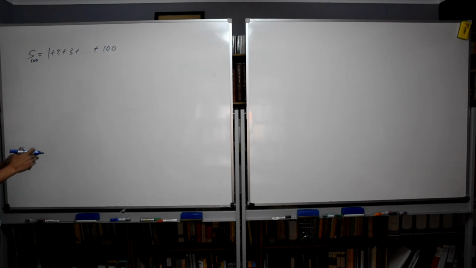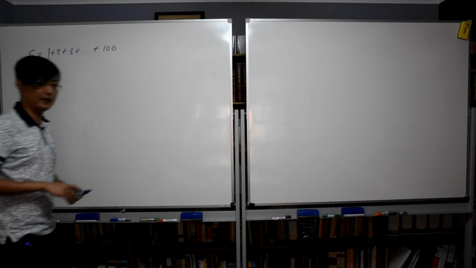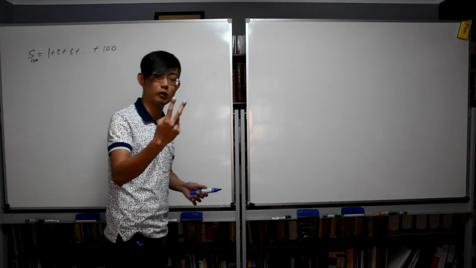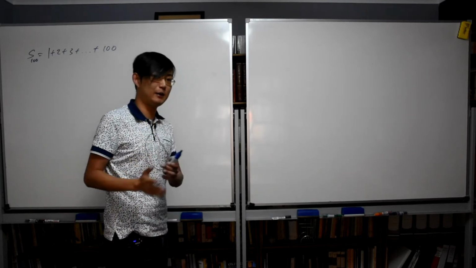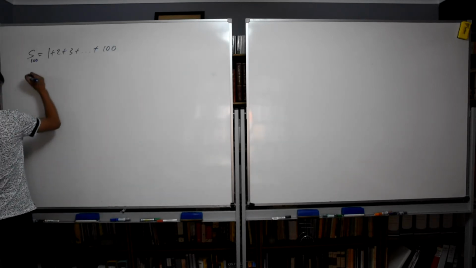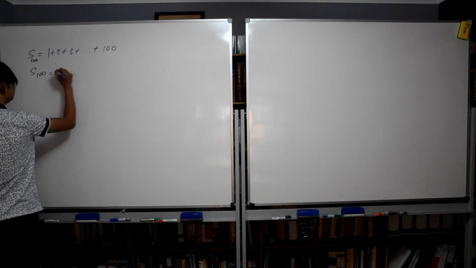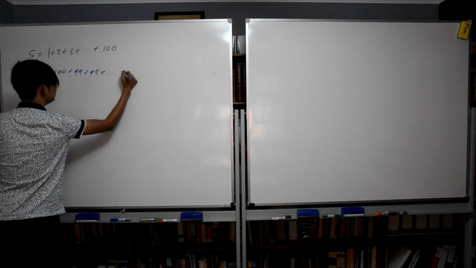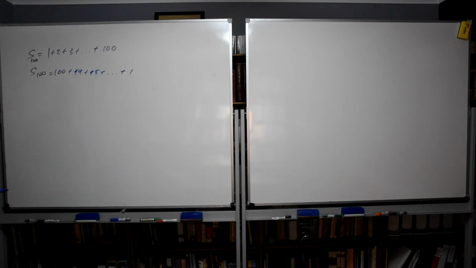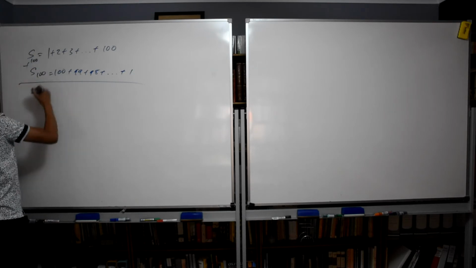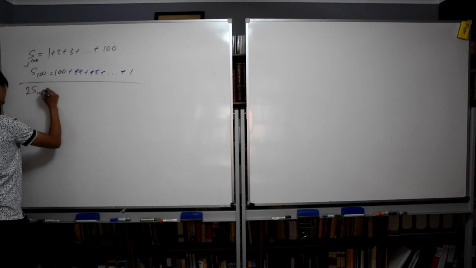For us to actually add this up, because you know that 1 plus 2 is the same thing as 2 plus 1, and addition is what we call commutative, A plus B is the same thing as B plus A. Let's write this exact same thing but backwards. Now that we've written it backwards, let's actually just add them vertically. So we get S100 plus S100 is 2 S100.